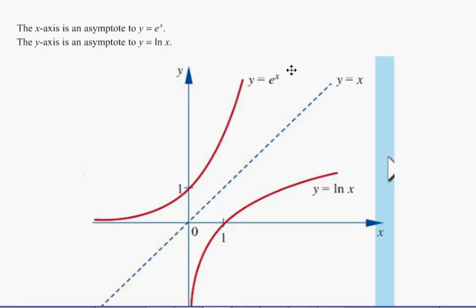We would have learnt that yesterday, okay? So for example, if (0, 1) is a point on y equals e to the x, what must be a point on its inverse?